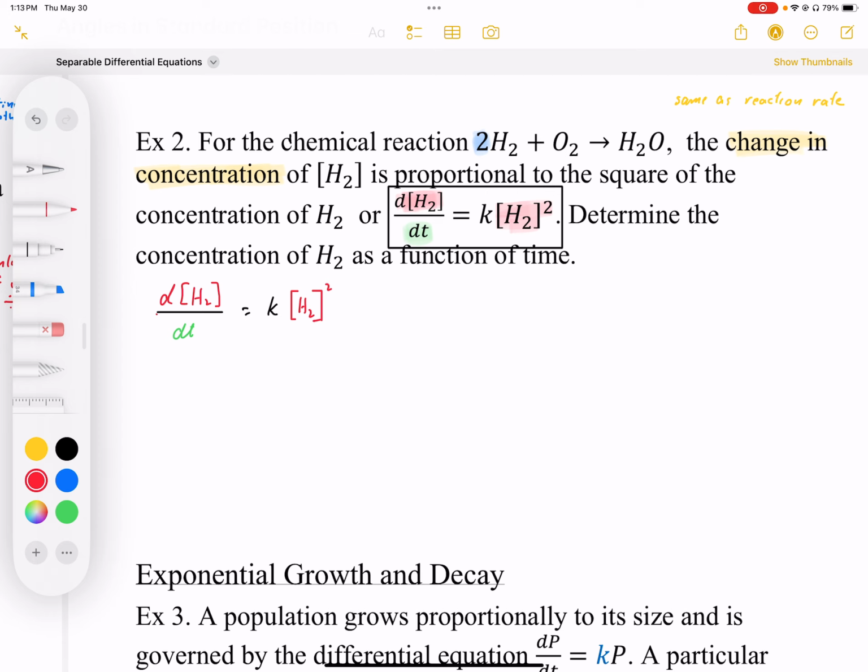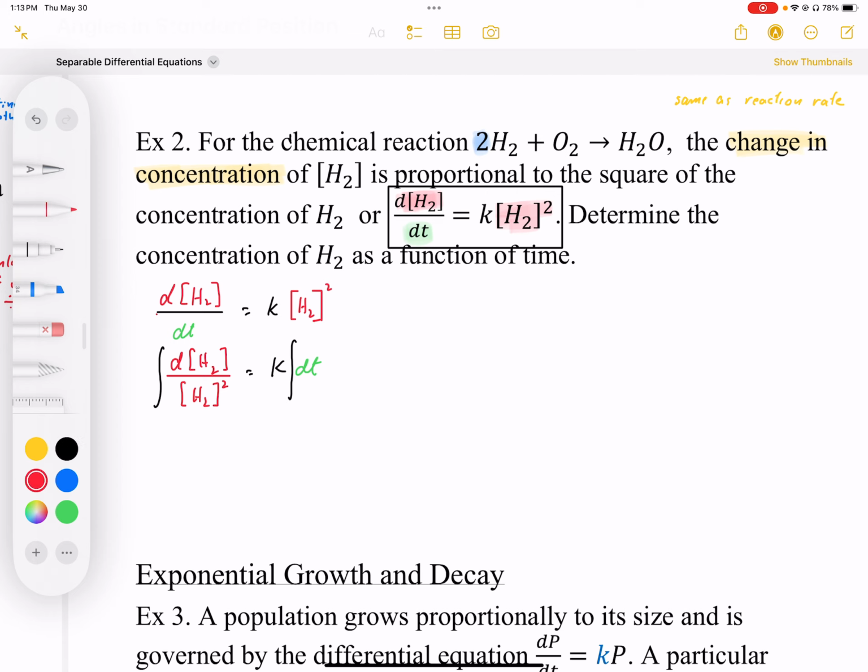So we're going to separate these variables. So we get the change in the hydrogen gas concentration over the concentration squared is going to be equal to some constant times dt. So we've now separated our y variables to the left, our t variables or x variables to the right. We have separated our variables. We are going to then integrate both sides of that equation.